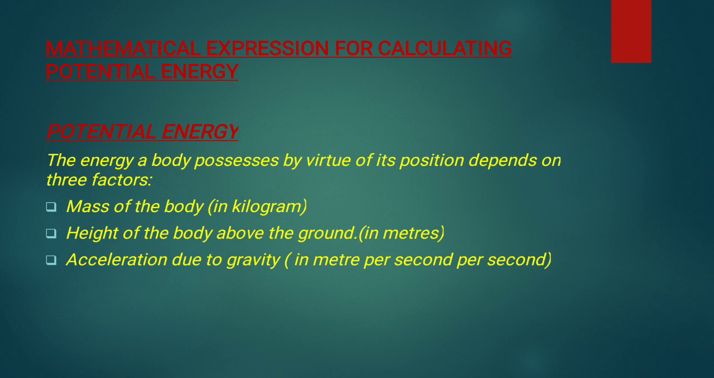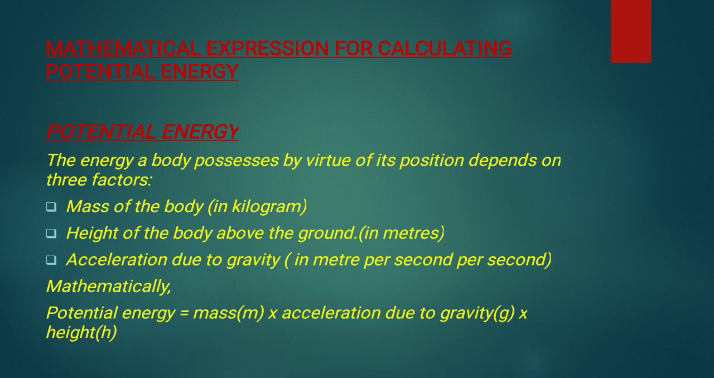Again, note that we have three factors potential energy of a body depends on: mass of the body, height of the body, and acceleration due to gravity. So mathematically, potential energy is equal to mass times acceleration due to gravity times height. In short, potential energy is equal to mgh. Remember not to quote this formula without interpreting what m, g, and h mean. I hope you are clear.